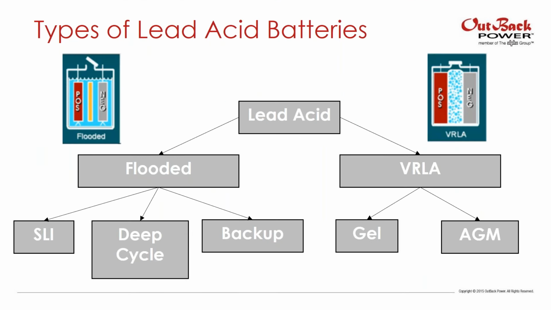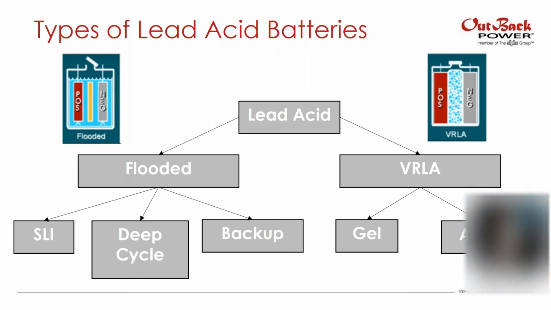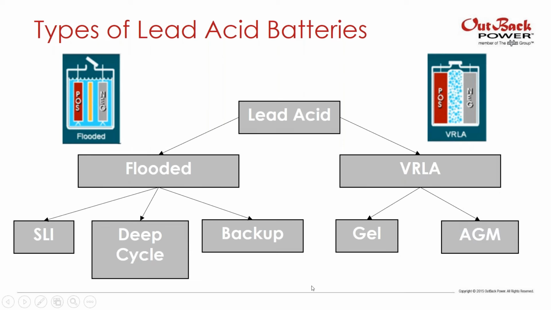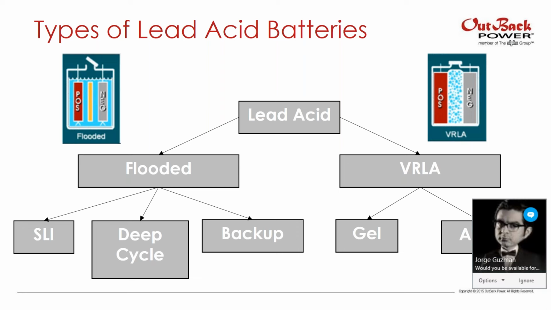All right, so now that we have the general construction down, we'll go over the types of lead acid batteries. As you can see, lead acid batteries are wide and varying. First, we'll start off with the major categories of flooded batteries. They're called flooded because the electrodes are literally submerged in a liquid electrolyte, an aqueous solution of water and sulfuric acid.